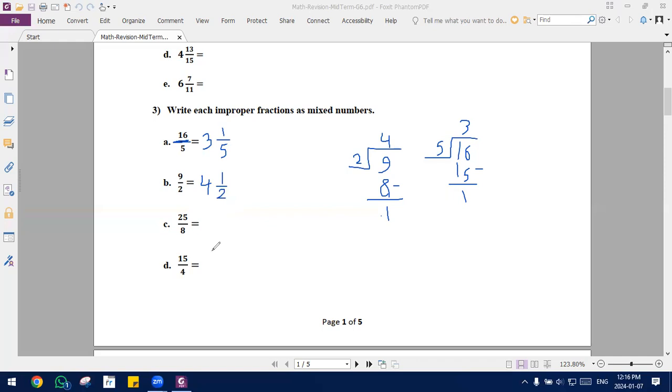Now for the next ones, we don't have to do long division. We can just divide them mentally. So 25 divided by 8 is 3, because 3 times 8 is 24. What is the remaining? The remaining is 1. It's 1 out of 8. Next one, 15 divided by 4 is a 3, because 3 times 4 is 12. And the remaining is 3 over 4.